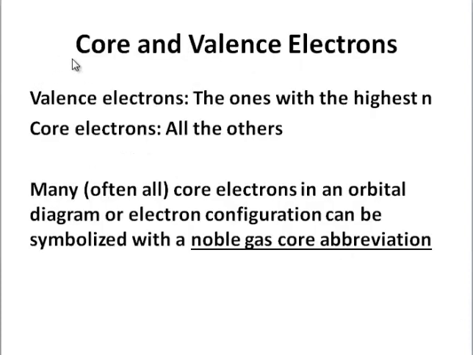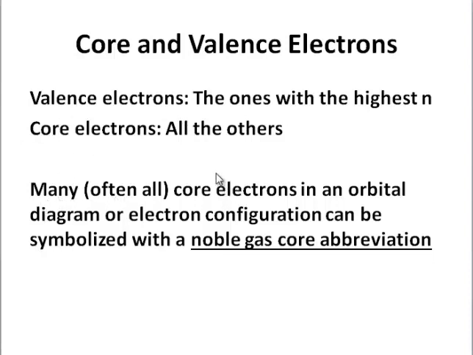Before we go further, I want to define a couple of terms, core and valence, to describe electrons. In an atom, the valence electrons are the ones with the highest n. So if you can determine the n values of the electrons, you know which ones are valence. These are also the ones that are farthest from the nucleus. The core electrons are all the others. In other words, if it isn't valence, it has to be core.